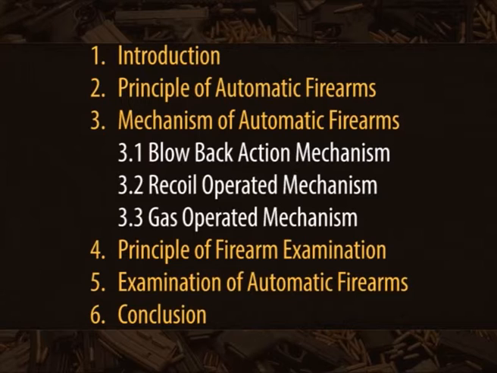Now let us start our module with a look at what we are going to learn today. The first is the introduction of the topic. Second would be the principle of automatic firearms. Third would be the three mechanisms of automatic firearms: first, the blowback action mechanism, then the recoil operated mechanism, and then the gas operated mechanism. Then we will study the principle of firearm examination, then the examination of automatic firearms, and we will conclude in the end.